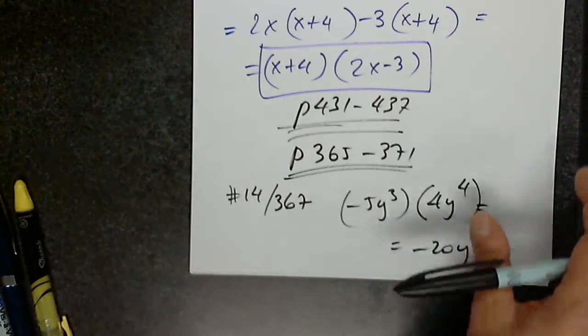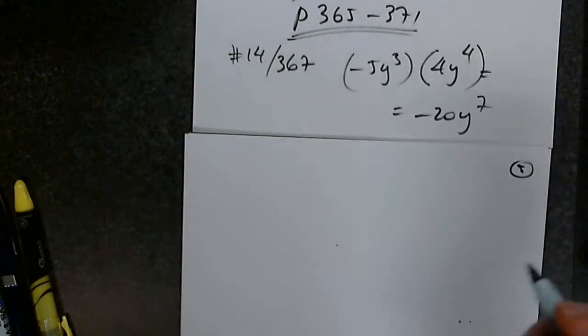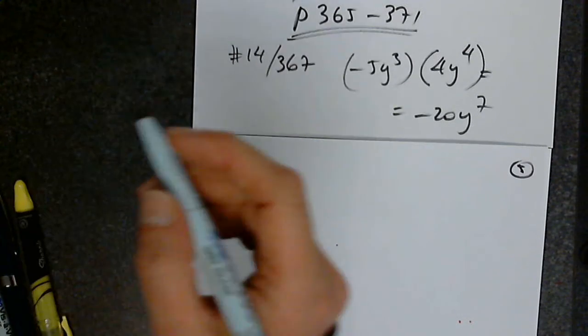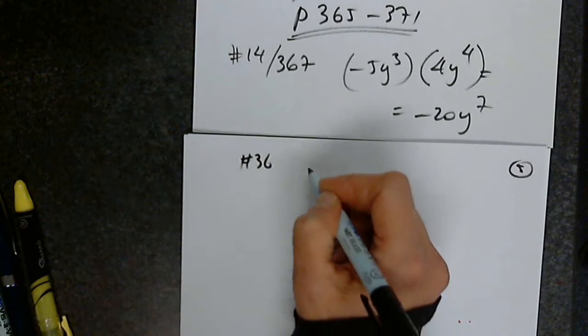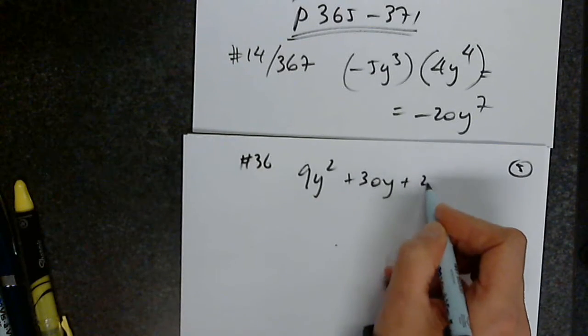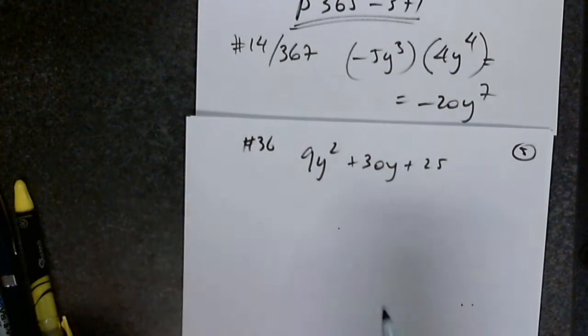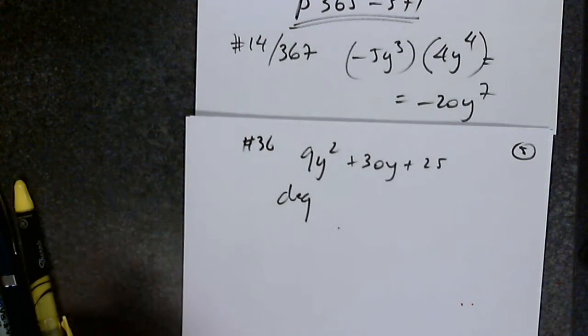Let's say 36. In 36, we're asked to 9y squared plus 30y plus 25. I will ask you to find the degree. What is the degree of this polynomial?